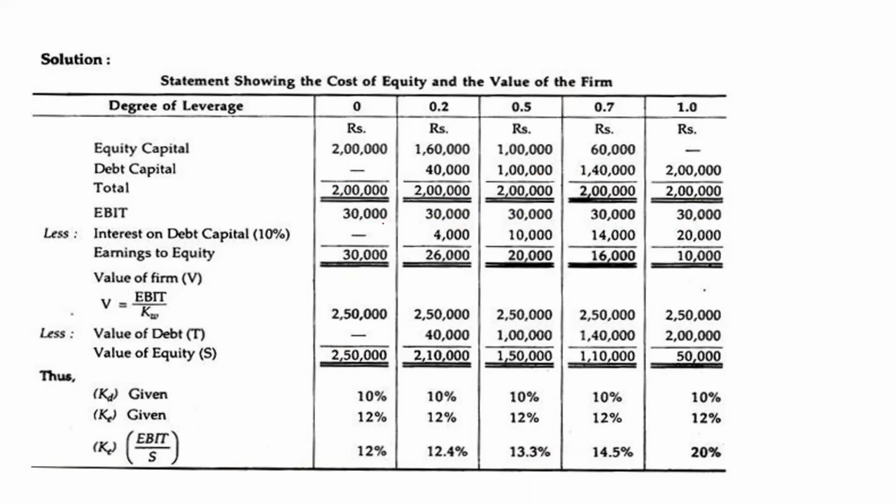And when you reduce interest from the earning before interest and tax, you get the value available for the equity shareholders. So this is 30,000, 26,000, 20,000, 16,000, and 10,000. So now you can revise the value of the firm. We have already given you the formula. The formula was earning before interest and tax, and that should be divided by the weighted average cost of capital.